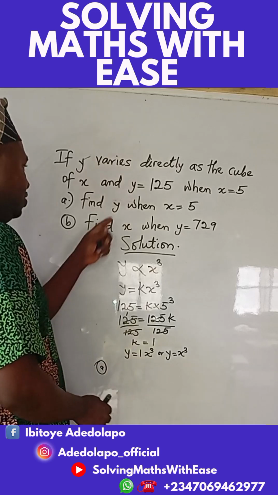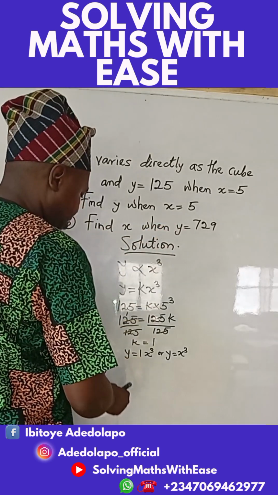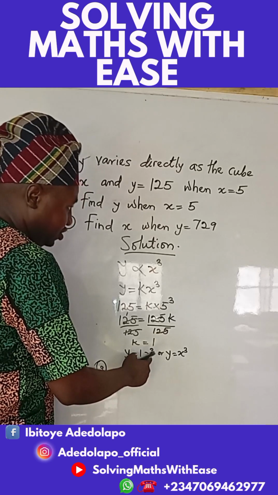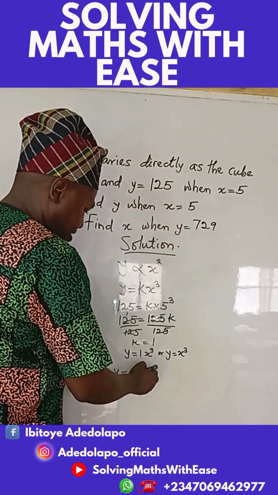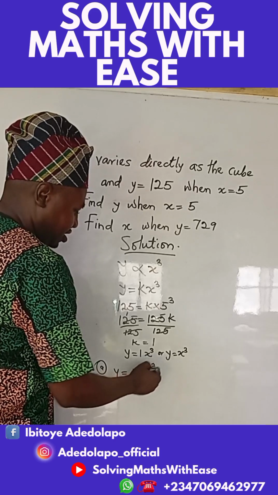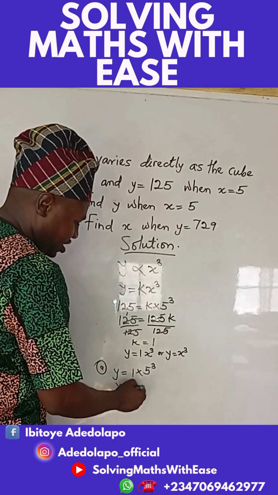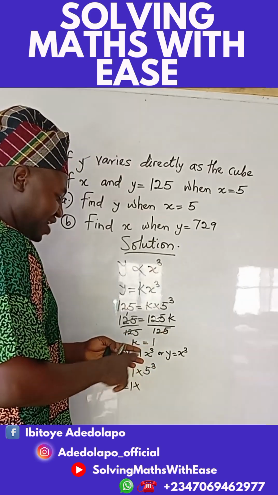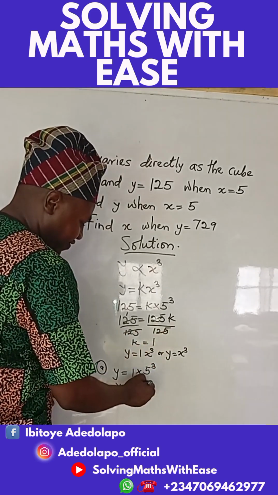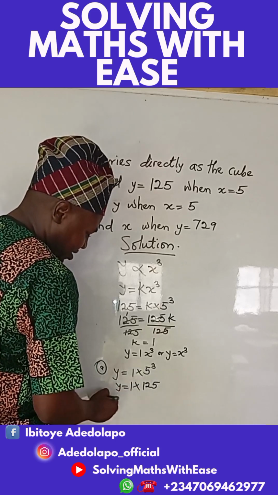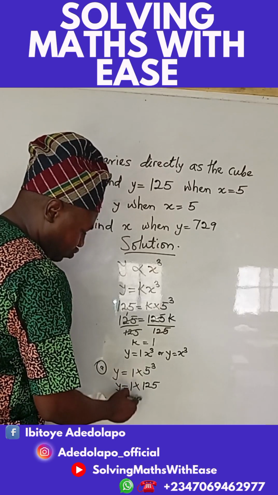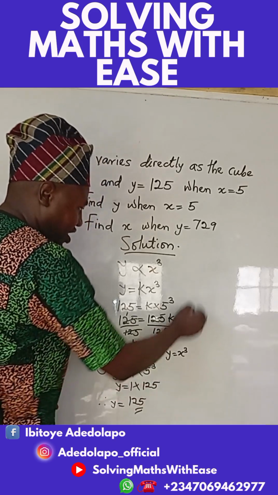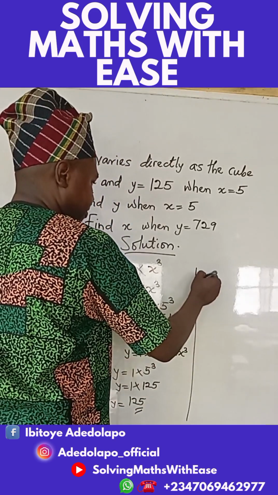Now, we are asked to find y when x is 5. So y equals 1 times x raised to power 3, which is 5 raised to power 3. That is y equals 1 times 5 raised to power 3, which is 5 times 5, which is 25. 25 times 5, which is 125. Therefore, y equals 1 times 125, which is 125.